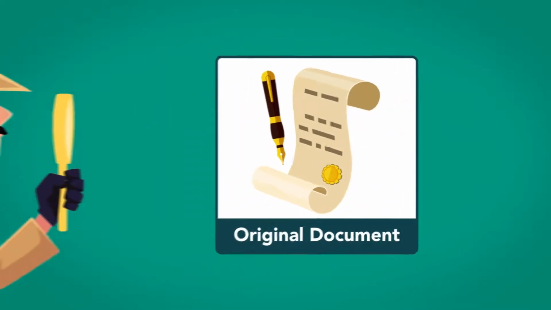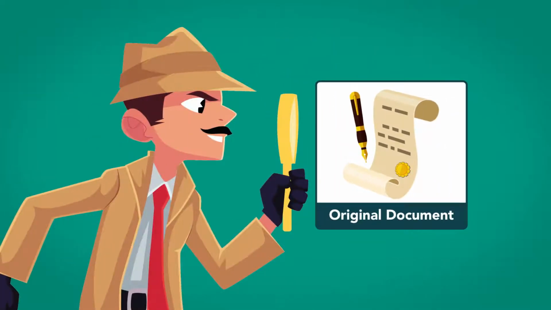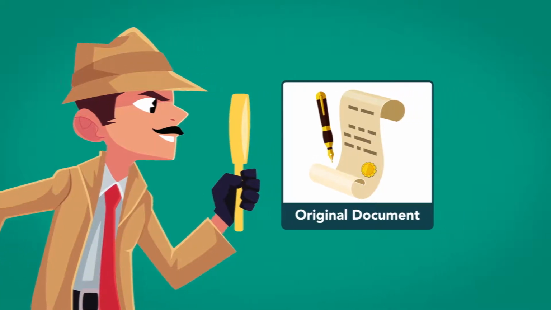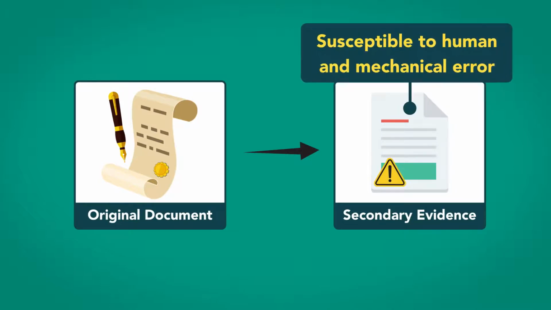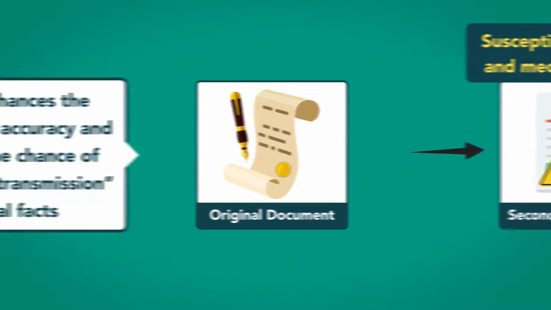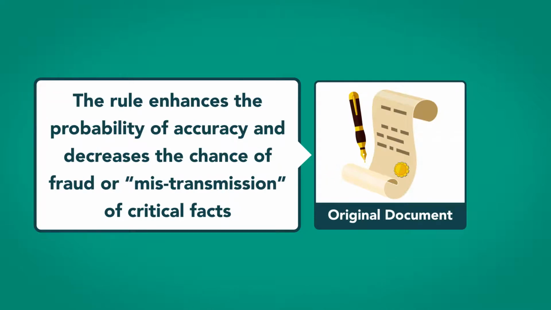First, the rule helps prevent fraud because it allows parties to examine the original document for defects, changes, or alterations. Second, secondary evidence, such as transcripts or copies, are susceptible to human and mechanical error, so the rule enhances the probability of accuracy and decreases the chance of fraud or mistransmission of critical facts.